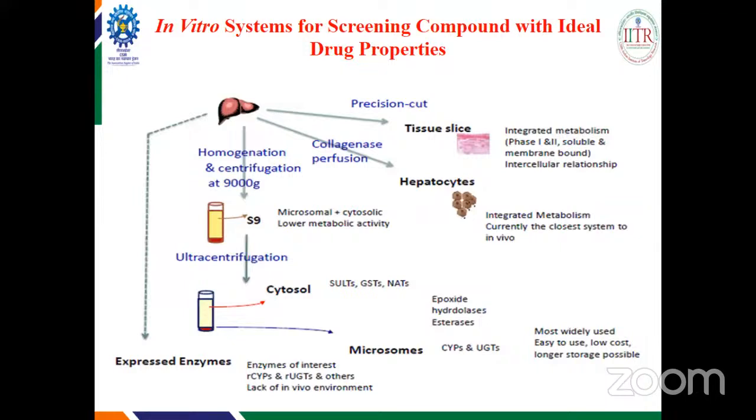Hepatocyte is the ideal preference because it is a very intact system. It has all the enzymes in one place, whereas S9, cytosol, and microsomes are easy to use and easy to handle, but they have different enzymes depending on the fraction which we are using.